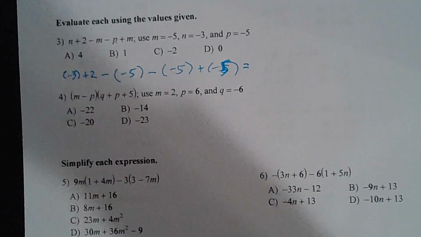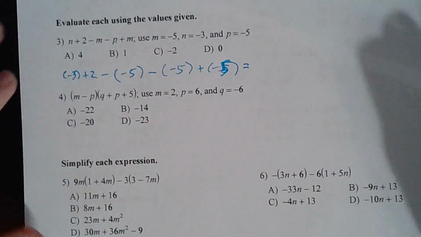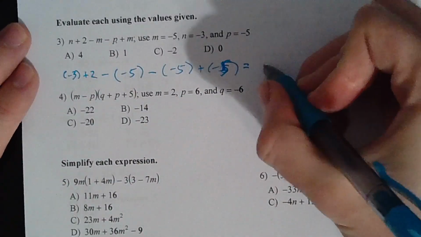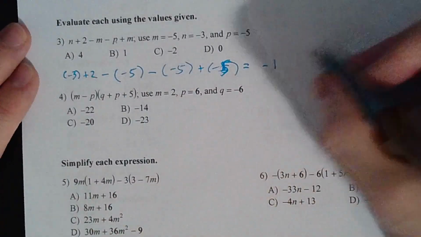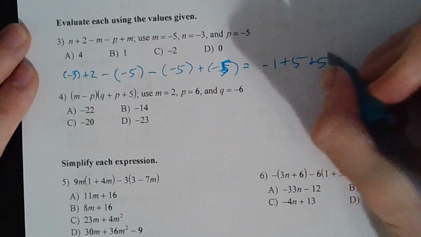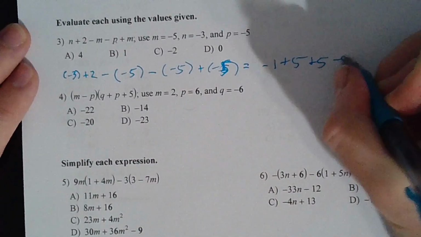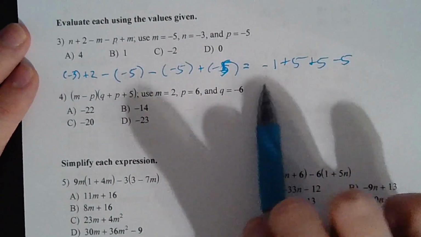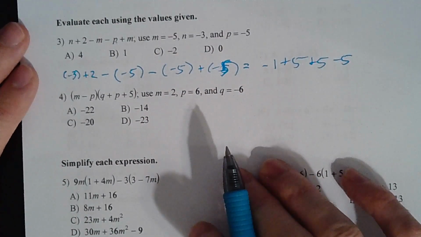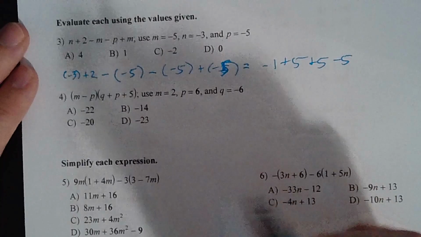And here you just got to make sure you go left to right. A negative of a negative is a positive, so let's just go left to right and do it. Negative 3 plus 2 is negative 1. Minus a negative is a plus. Minus a negative is a plus. Plus a negative is a minus. And negative 1 plus 5 minus 5. Again, you could use a calculator if you wanted. It doesn't really matter which way you're going to do this. Either way, you get 4.